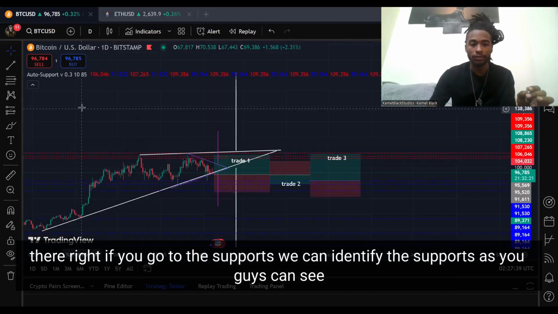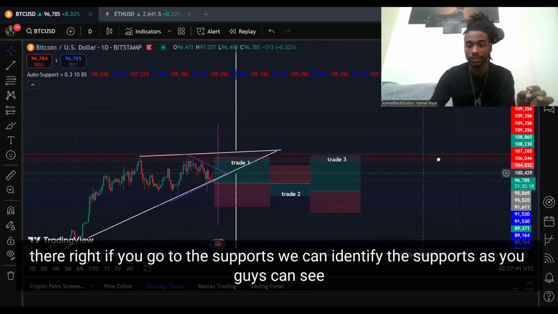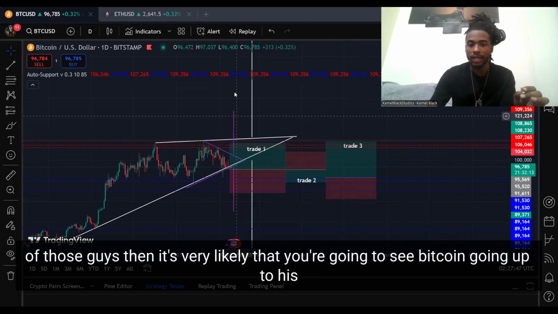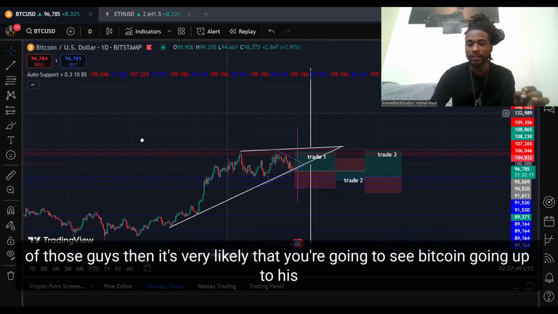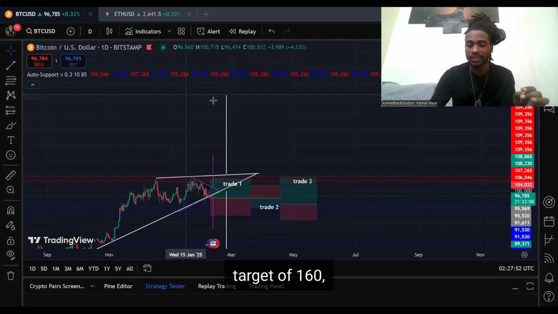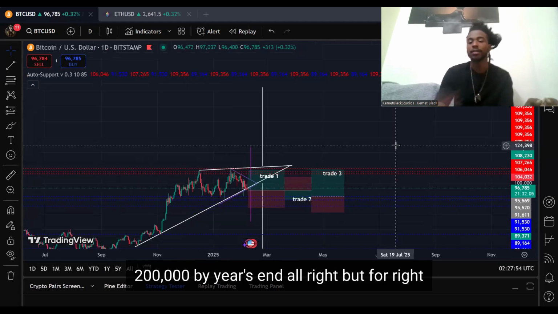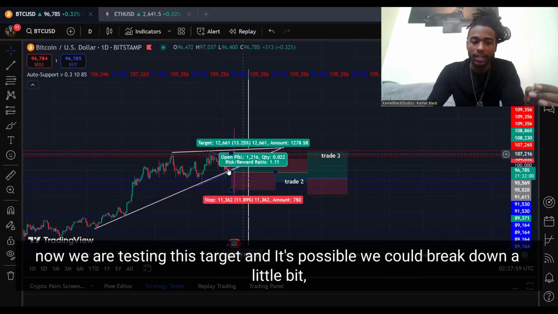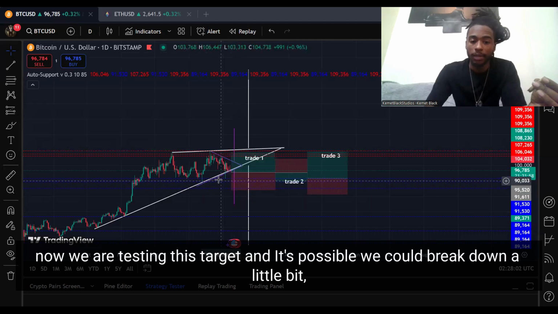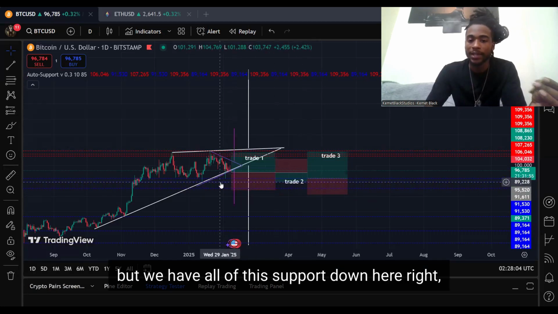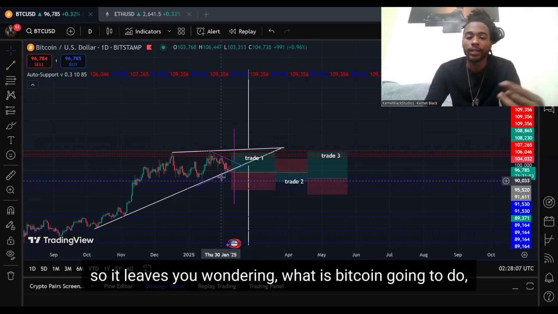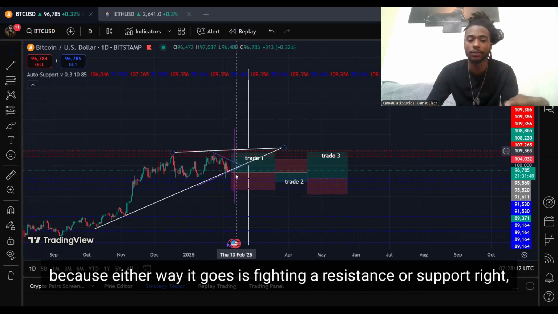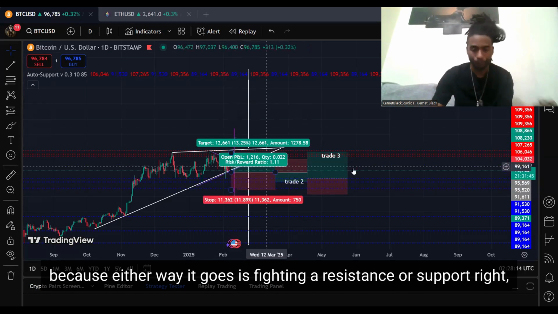You go to the supports, and we can identify the supports. As you can see, we just need to break out of these red resistance lines. If we can break out of those, then it's very likely that you're going to see Bitcoin going up to its target of $160,000, $200,000 by year's end. But for right now, we are testing this target, and it's possible we could break down a little bit, but we have all of this support down here. So it leaves you wondering, what is Bitcoin going to do? Is it going to go up and break out, or is it going to go down? Because either way it goes, it's fighting a resistance or a support.